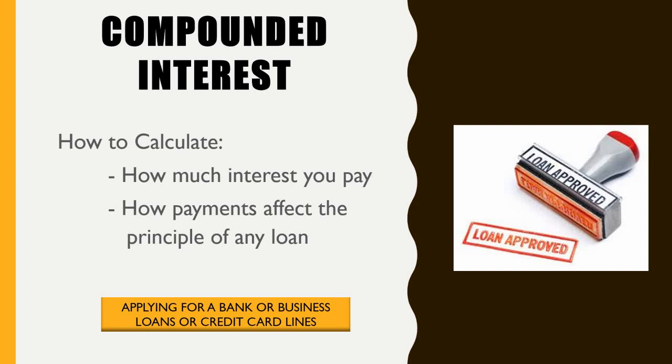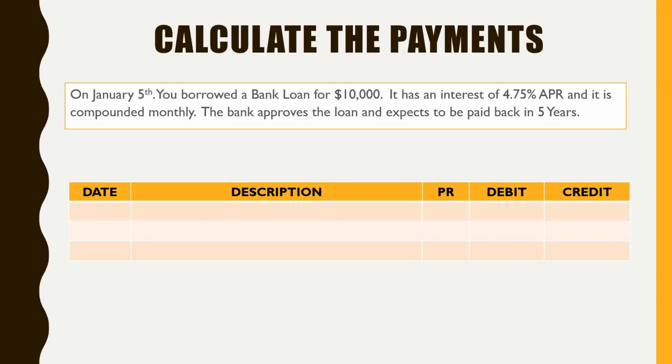Credit card companies, for anything from a bank or a business loan, are going to be charging you interest, and this is how it's actually calculated. Here's an example: on January 5th, you borrowed a bank loan for $10,000, and it has an interest rate of 4.75%, compounded every single month. That means interest is calculated every single month.